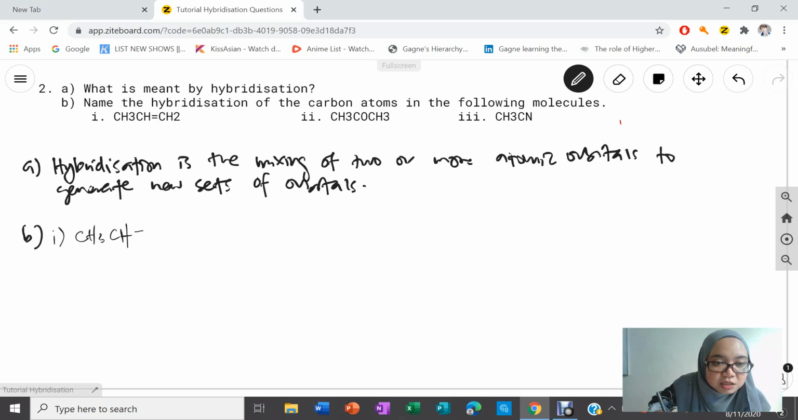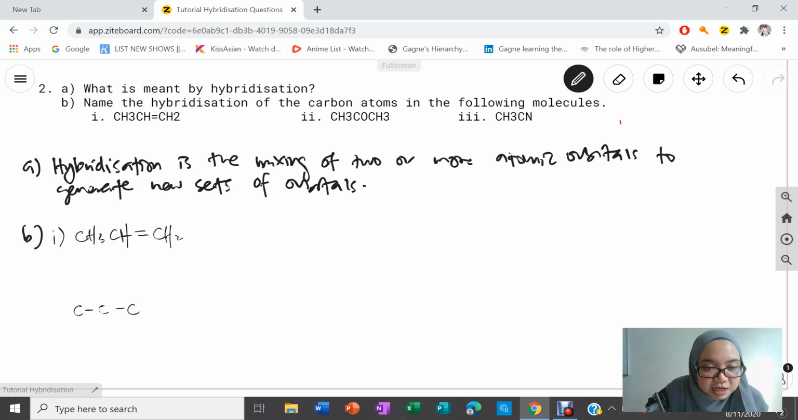CH3, CH double bond, CH2. So how do we do this? First, draw the Lewis structure. For this molecule, the first step is to draw the carbon-carbon multiple central atoms. We call this a multiple central atom. So C, C, C.